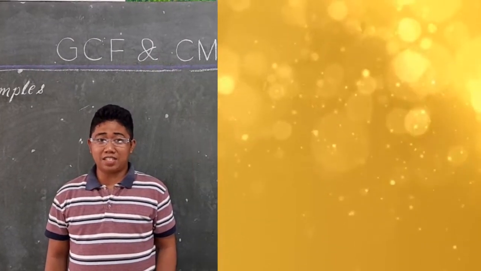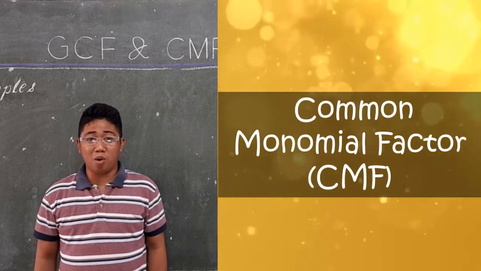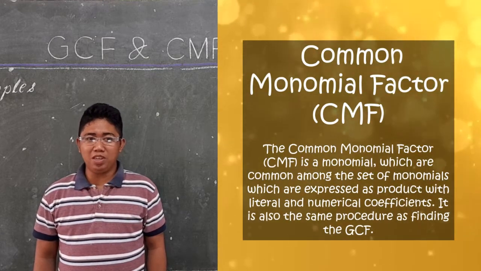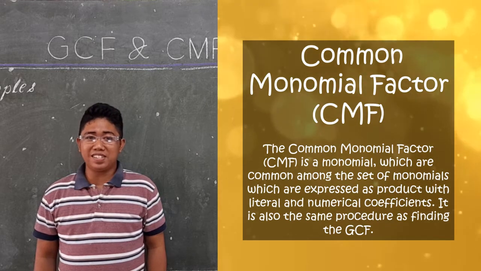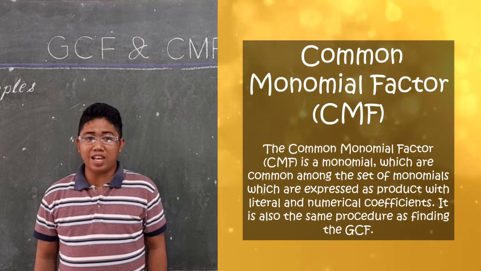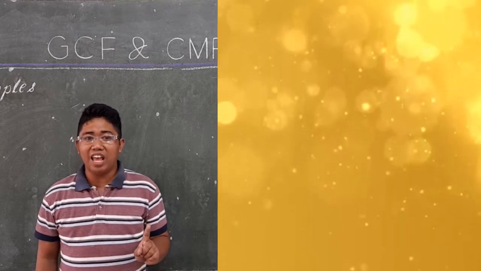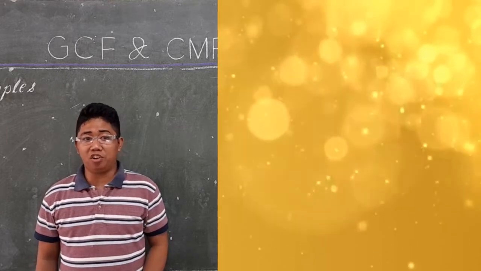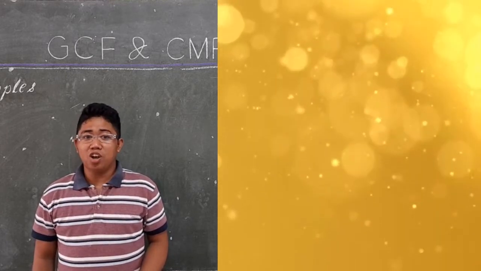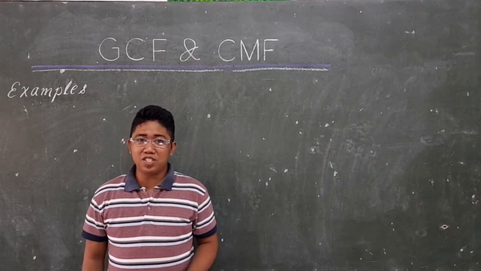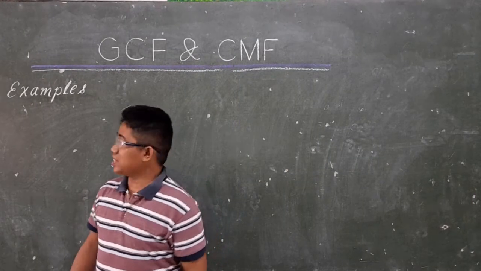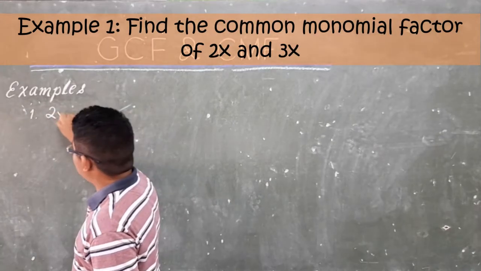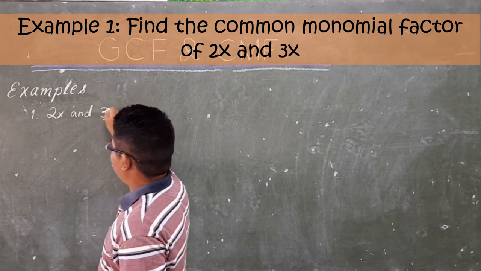Okay, class, let us discuss the CMF or the common monomial factor. When we say common monomial factor, it is a monomial which is common among a set of monomials which are expressed as the product of the literal and the numerical coefficients. So it is also the same procedure as finding the greatest common factor. I will give you some examples here. First example, what is the common monomial factor of 2x and 3x?